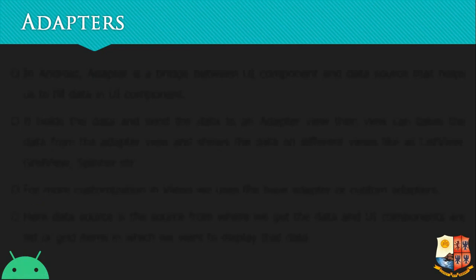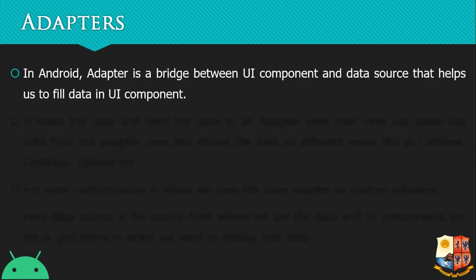Last one is adapters. What is an adapter in general terms? I think we already understood this a little bit in that Fibonacci program, but let's go a little more in depth. It's a bridge between a UI component and a data source that helps us fill the data in the UI component. In the Fibonacci program, the UI component is a list view. Please remember that. What is the data source? The source of data came from an array list of integers. I created Fibonacci numbers and put them inside an array list. That's my data source. And where did I display it? On a list view. So list view is the UI component, and the data source is that array list.